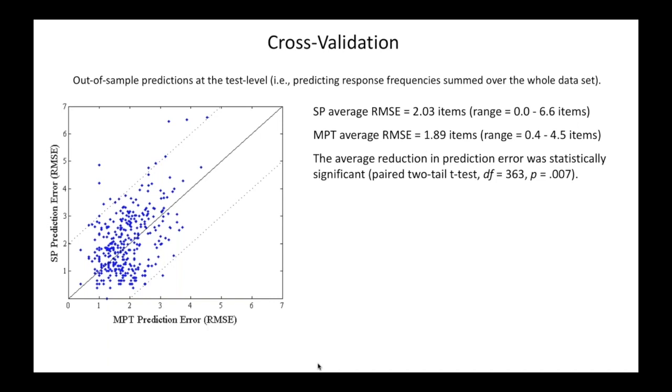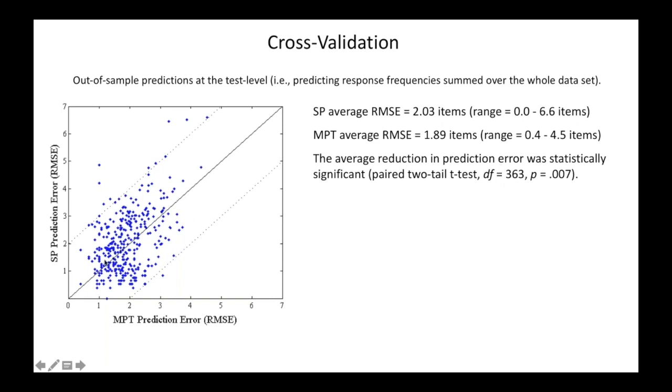Good news, we find that the root mean square error is sort of the average deviation in terms of the number of items that you would expect on each category. So if you predict 25 items correct with the SP model, you can expect that they probably got 23 or 27 items correct. And that's averaged over each response type. You can see that the MPT model on average has lower error, statistically significantly lower error.